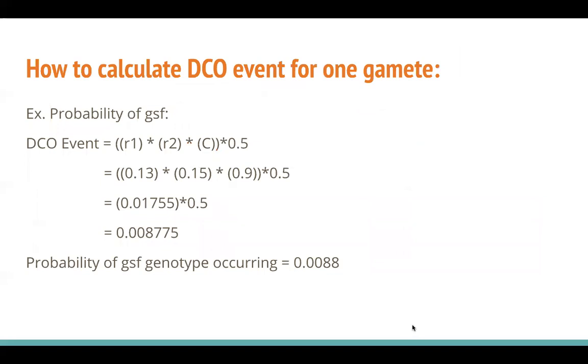So how do we calculate these? For a double crossover event for one gamete, the calculation goes as follows. First you multiply region 1, which is 13 centimorgans, times region 2, which is 15, times the coefficient of coincidence. And then you get that number, which you then multiply by half, because there are 2 different gametes that could possibly show up. So for one gamete specifically, which is GSF, it would be that.